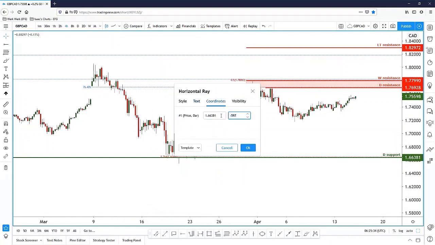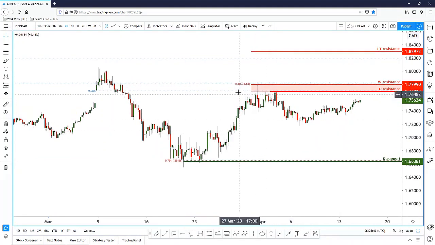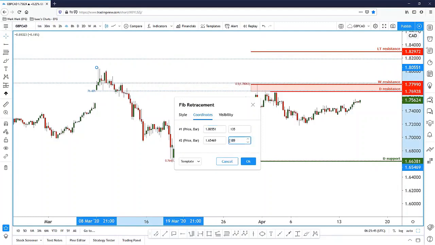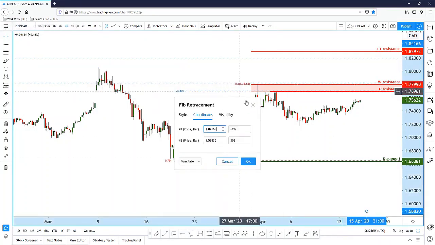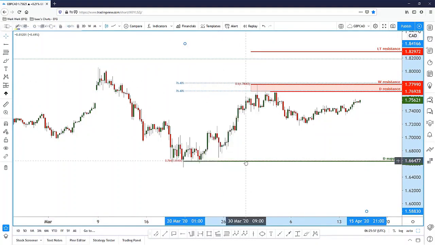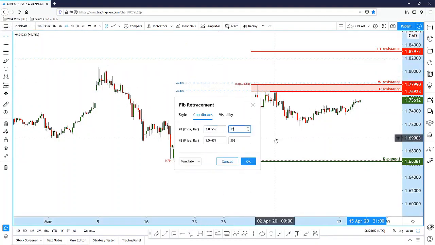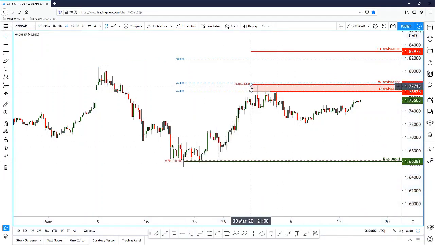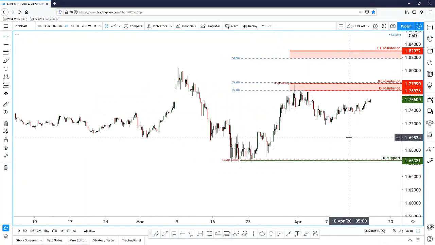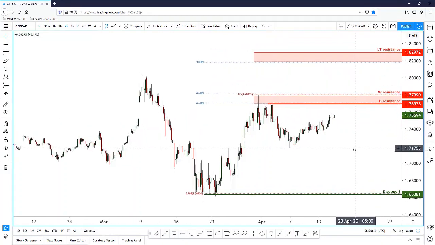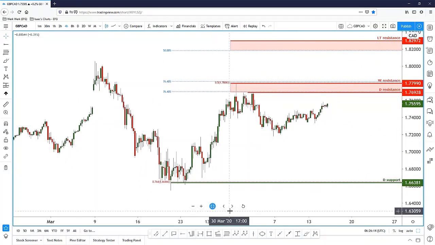Let me tidy this up. Okay, tidying this up. Let me just add this zone here, a long-term resistance zone as well. Okay, so now what we want to do is focus on this area on the 4 hourly.